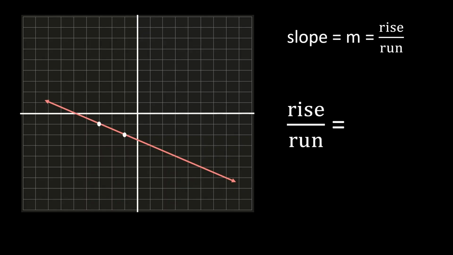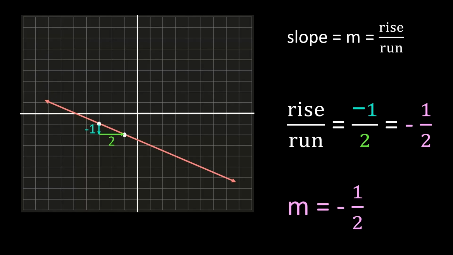Now that I have these 2 points chosen, I can calculate my rise and calculate my run. So if I start at the first point, in order to get to the second one and make that right triangle, I'm going down, and I went down 1. So that's -1, and so my rise is -1. Then I'm going over 2 to the right. So that's a distance of 2, so my run is 2. So now I know that rise over run is equal to -1/2. So my slope is equal to -1/2.